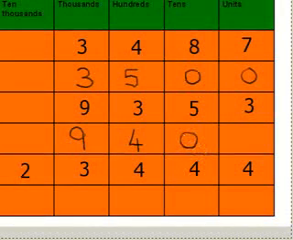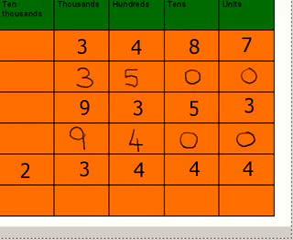And we need 2 noughts because we're rounding to the nearest 100. So 9,353 is 9,400 to the nearest 100. You can see that 9,353 is in between 9,300 and 9,400, but it's nearer to 9,400. So that's our answer.